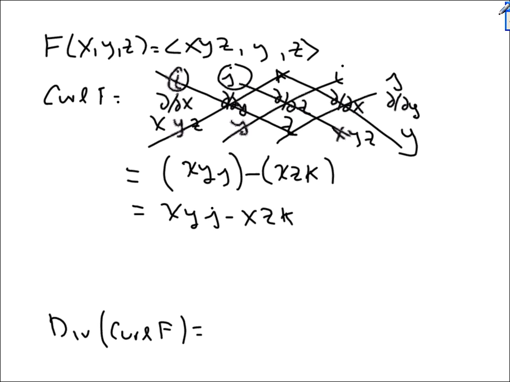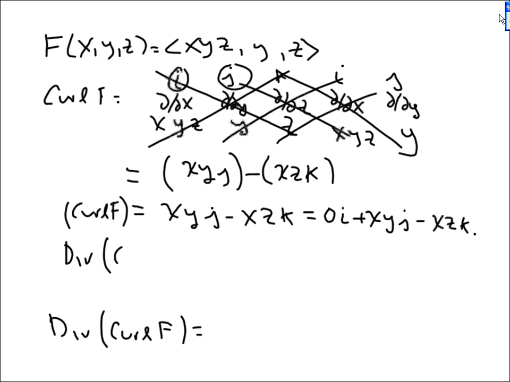Well, that's the curl. Now keep in mind that this is 0i plus xyj minus xzk. That's some vector. It happens to have a name. It's the curl of f. So now, what is the div of this vector? Well, it's the partial of this with respect to x, which is 0, plus the partial of that with respect to y, which is x, plus the partial of this with respect to z, which is negative x. And coincidentally, the answer is 0.